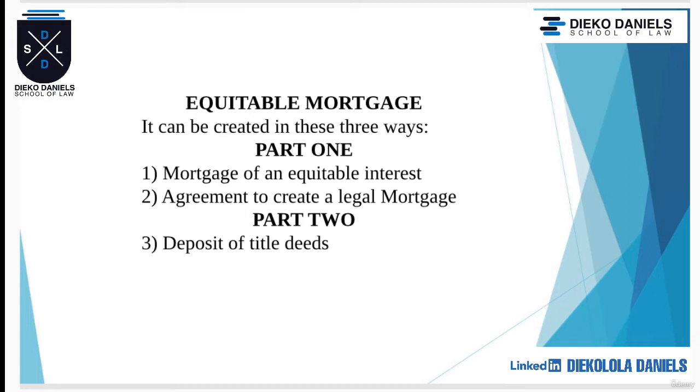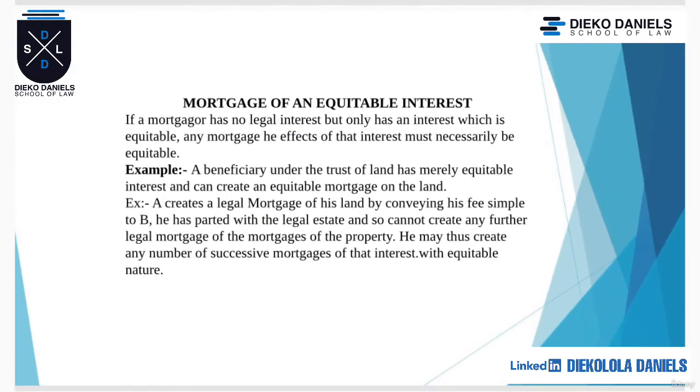Now, in relation to this particular class, we are talking about equitable mortgage. An equitable mortgage is also a what? An equitable interest. Now, the question is, how then do you create an equitable mortgage? The first thing that we are talking about is mortgage of what? Of an equitable interest. When we are talking about mortgage of an equitable interest, if a mortgagor has no legal interest but only has an interest which is equitable, any mortgage effect of that interest must necessarily be equitable.